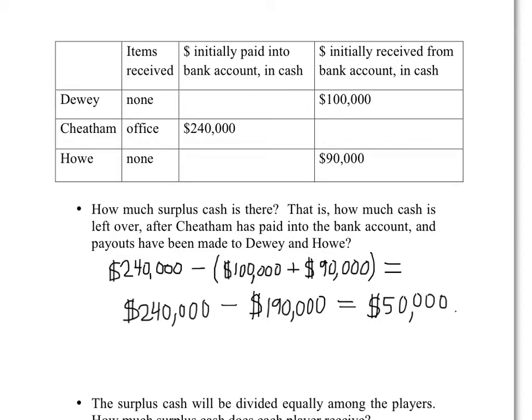I'd like to caution you about a common student error. A common error at this moment is to think that the $240,000 that Cheatham has paid in constitutes the surplus. But that can't be right, because Dewey and Howe have received a total of $190,000, and that $190,000 had to come from somewhere. The only place it could have come from was this same bank account that we put Cheatham's $240,000 into. There's no outside source of money here. So all of this is going into or coming out of the same bank account, and it's only $50,000 net that's left in the end.